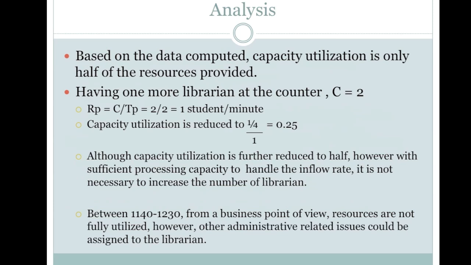With one more librarian at the counter, we have C equal to 2, referring to 2 librarians. The capacity utilization is reduced to 0.25. Although it is further reduced to half, with sufficient processing capacity of 0.5 to handle the inflow rate, it is not necessary to increase the number of librarians at all.